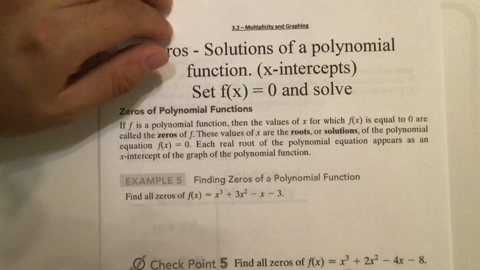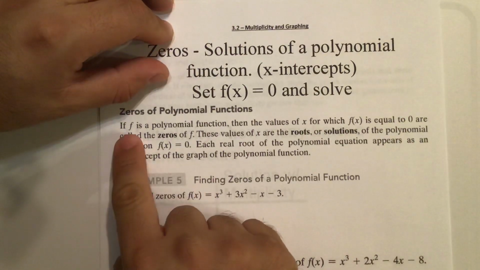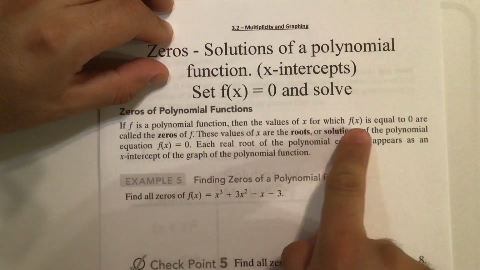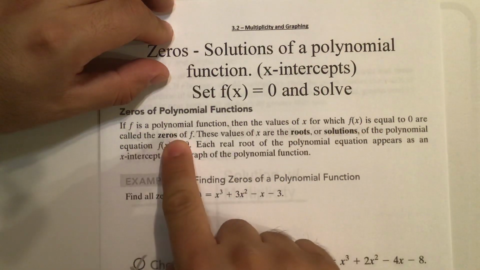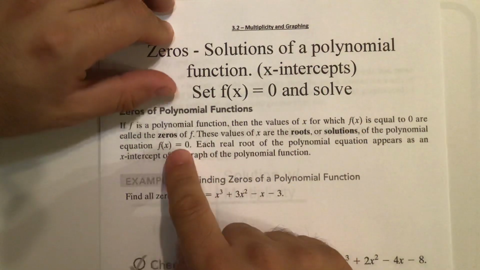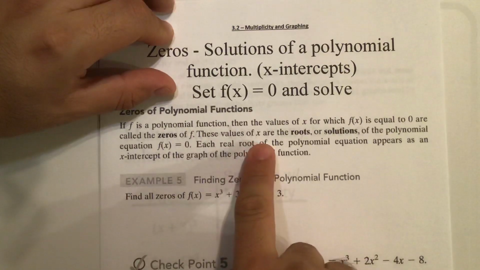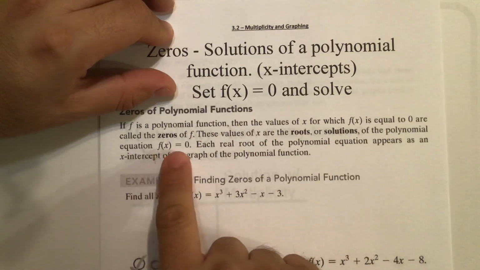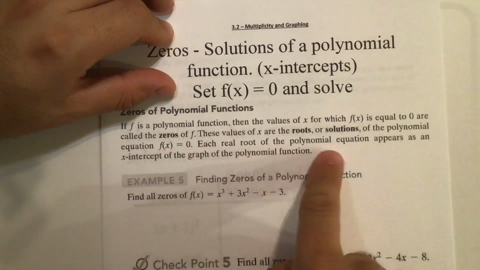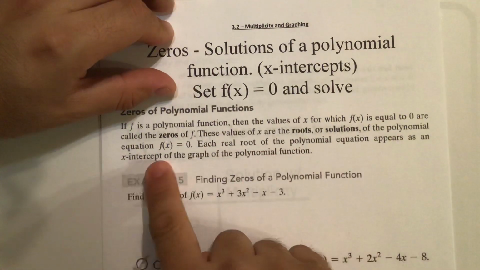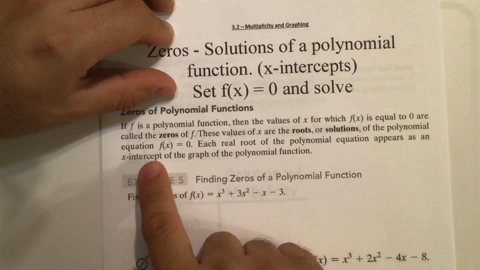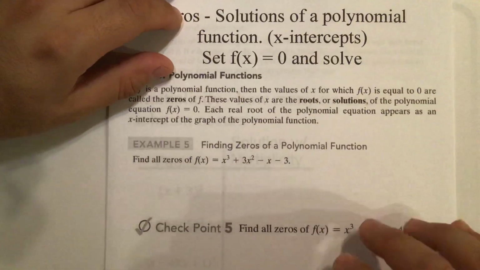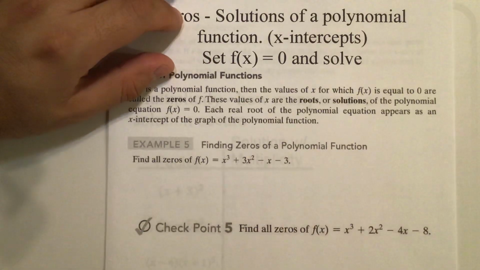So I'm going to read through the definition of a zero. It says, if f, the function, is a polynomial function, then the values of x for which f of x is equal to 0 are called the zeros. And once again, zeros are where they cross or touch the x-axis. These values of x are the roots or solutions of the polynomial equation f of x equals 0. Each real root of the polynomial equation appears as an x-intercept, so it means it crosses or touches the x-axis of the graph of the polynomial function. Okay, so example 5, let's go through that first.